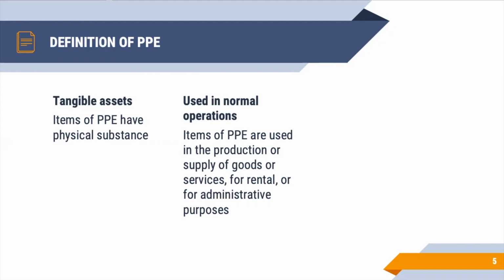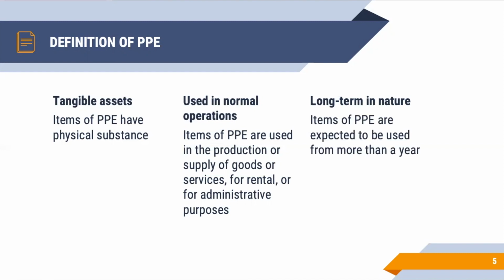So for example, yung inyong factory that is PPE, or for example, you have a machinery that is for rent that is also PPE, or yung mga offices ninyo, they are also under PPE. The third component of the definition is they are long-term in nature, meaning they are expected to be used for more than 1 year.